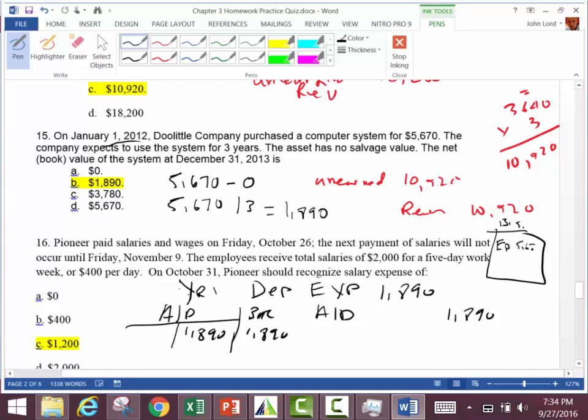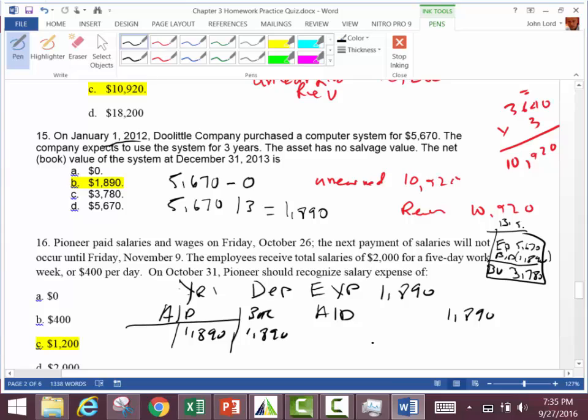Good. How much is my accumulated depreciation right now? 1,890. So the book value, carrying value, I'm putting that as BV, is what? 5,670 minus the 1,890 accumulated depreciation. That gives me a book value. How much? 3,780. With me so far? Okay.